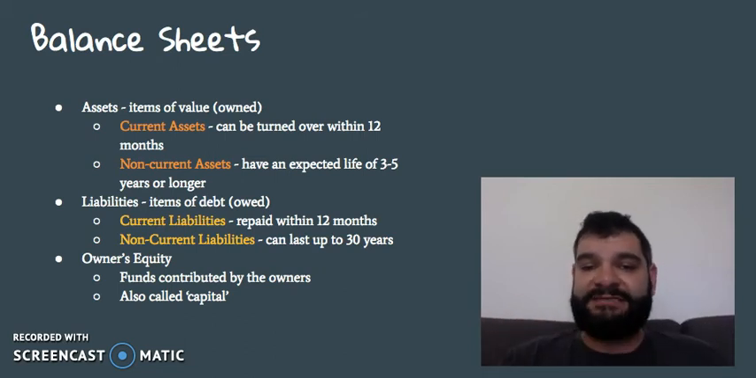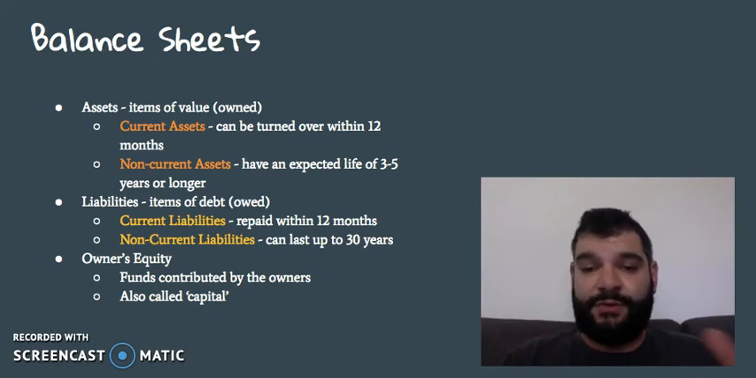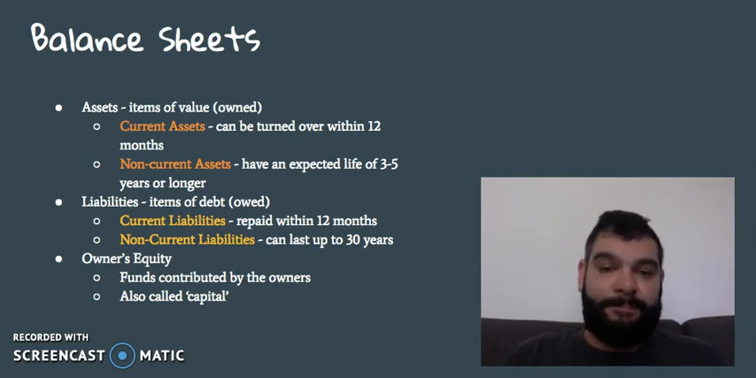A non-current asset might be vehicles. It might be very hard to sell machinery or vehicles or equipment. So while it's something of value, it may take a little bit longer to sell. So it's classed as a non-current asset.